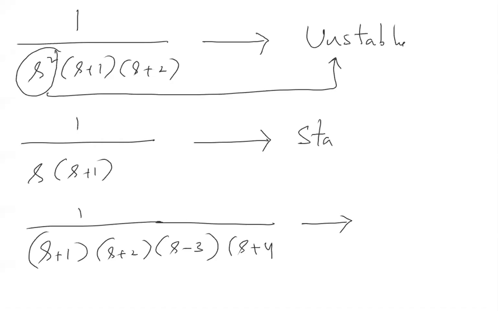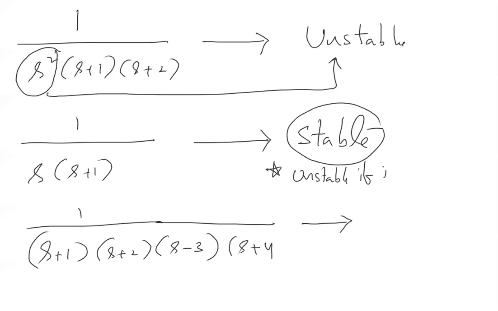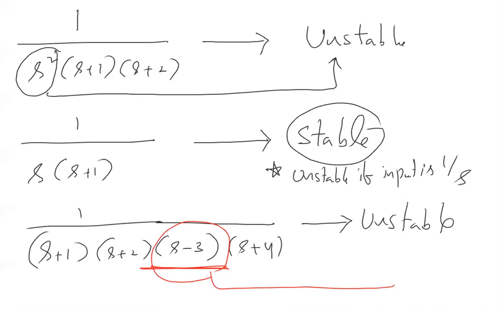This is stable. But remember, this is unstable if the input is 1 by s. This is unstable if input is 1 by s. This is unstable because you have this one, s minus 3. Clear?